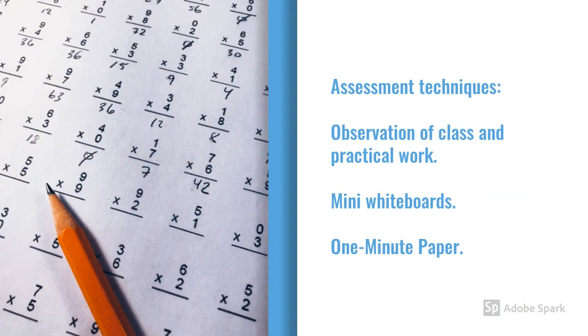Assessment of progress is also an important part of any good class. Assessment techniques that are suitable for the teaching of the topic of heat might consist of the observation of classwork in theory classes and practical classes, the use of mini whiteboards in class, and 1-minute papers by the students. These 1-minute papers consist of the students writing down what they found most difficult in the class.